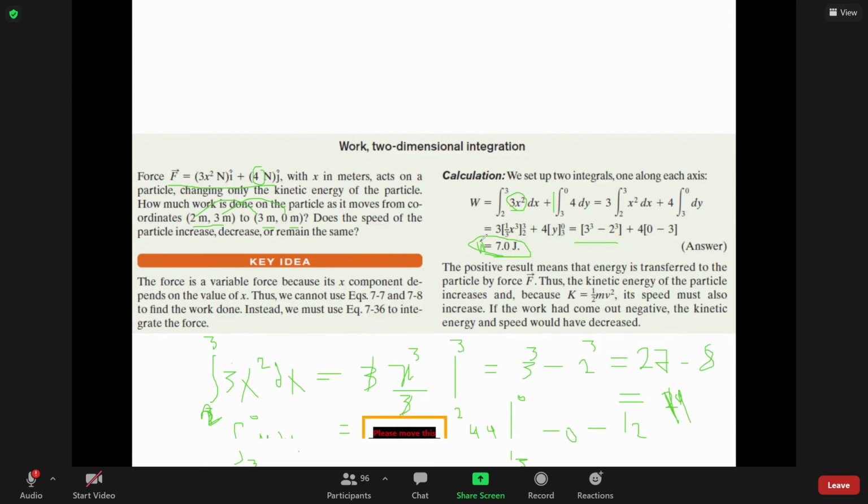Now, if the net work was plus 7, do you think the speed of the particle increased or decreased? We said the work-kinetic energy theorem says the work equals delta K. So if the work came out positive, it means K final was greater than K initial, which means the speed of the particle increased. Not decreased, because the work was positive.